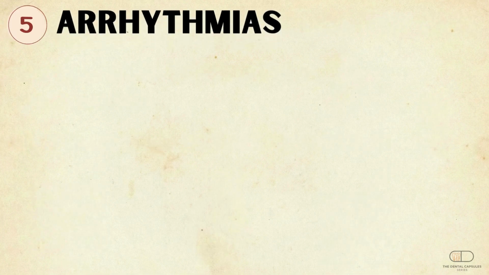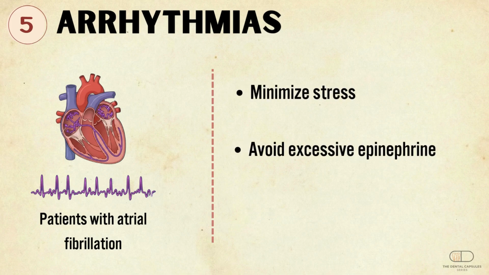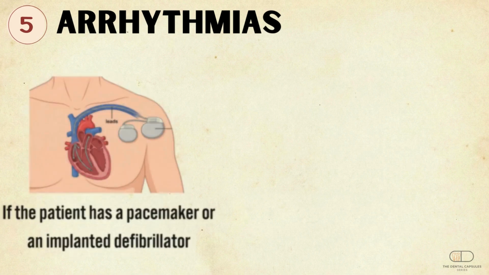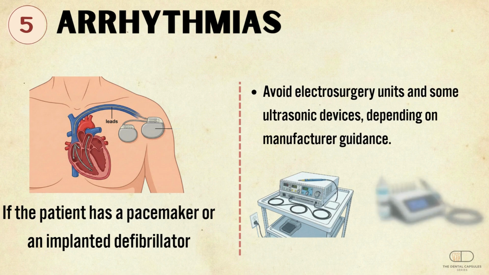Number 5, arrhythmias. For patients with atrial fibrillation or other rhythm disorders, minimize stress, avoid excessive epinephrine, and avoid medications that interfere with antiarrhythmics. If the patient has a pacemaker or an implanted defibrillator, avoid electrosurgery units and some ultrasonic devices, depending on manufacturer guidance.